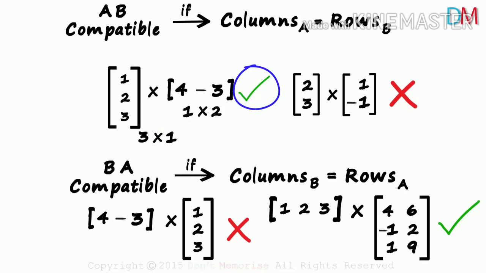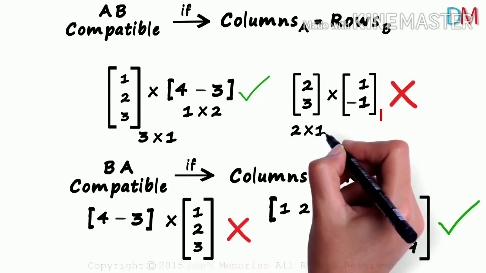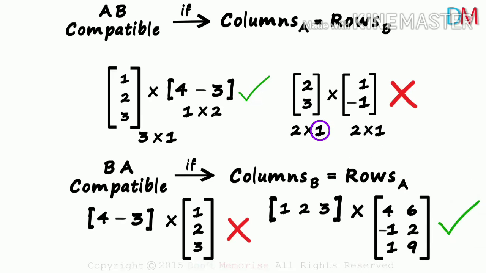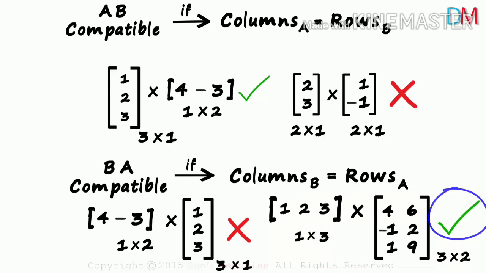Multiplication possible. The order of this matrix is 2 by 1 and that of this one is also 2 by 1. Here 1 is not equal to 2. Multiplication not possible. In the third example, 2 is not equal to 3. Hence, multiplication not possible. And in the fourth, 3 is equal to 3. Hence, multiplication is possible.